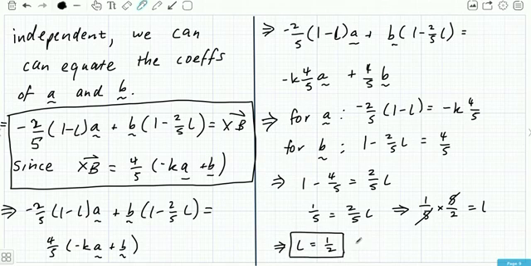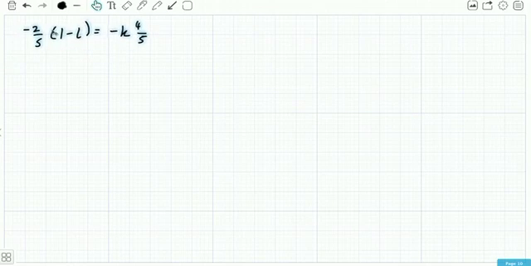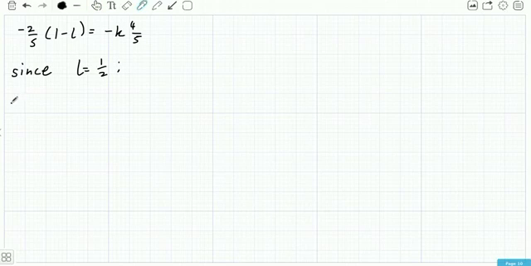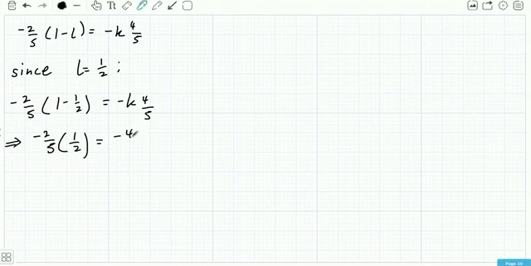So we found the value for L, and because of the way that we've done this, that L will satisfy both of these expressions for XB, so it's consistent. Now that we've got L, we can simply substitute it into our other expression to find what K is. Since L equals 1/2, we have negative 2/5 of 1 minus 1/2 equals negative 4/5 of K. So negative 2/5 times 1/2 equals negative 4/5 of K. This cancels, so we've got negative 1/5 equals negative 4/5 of K.